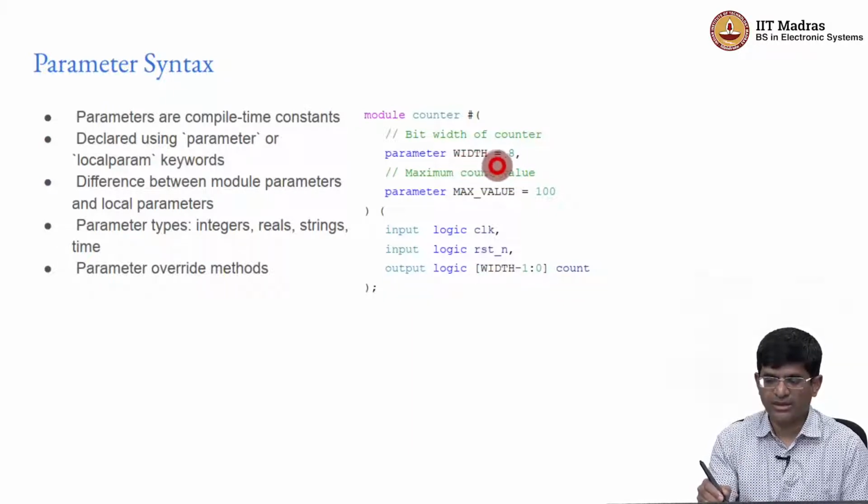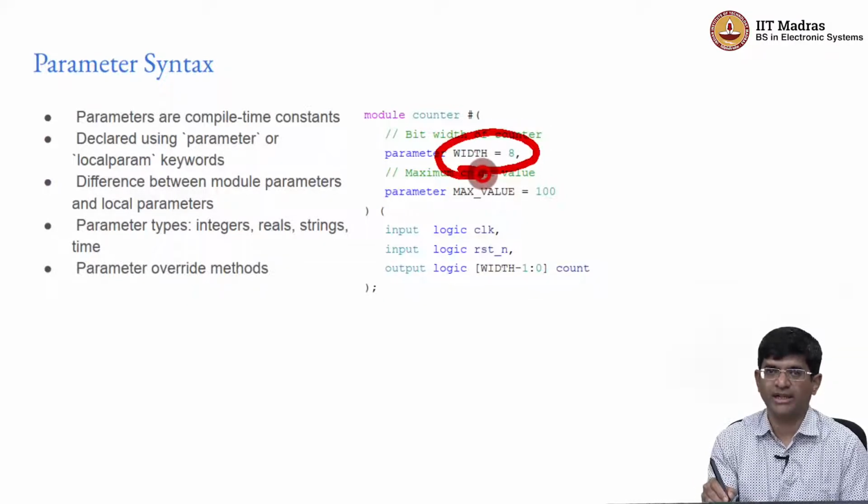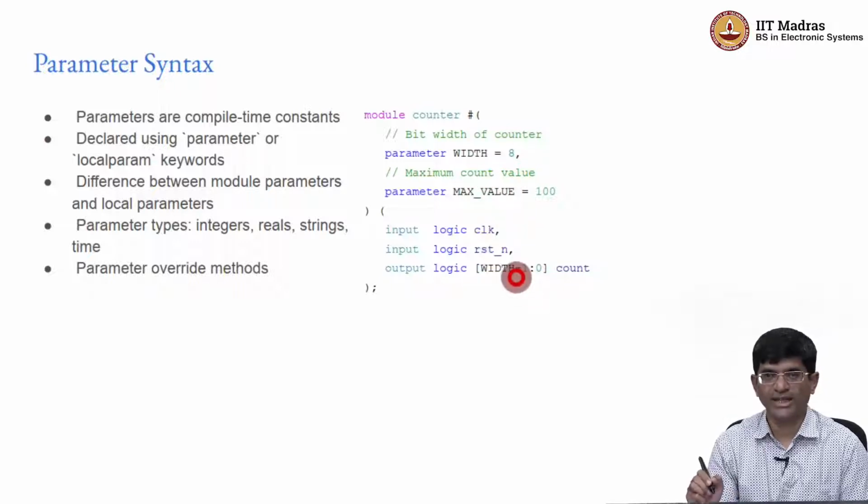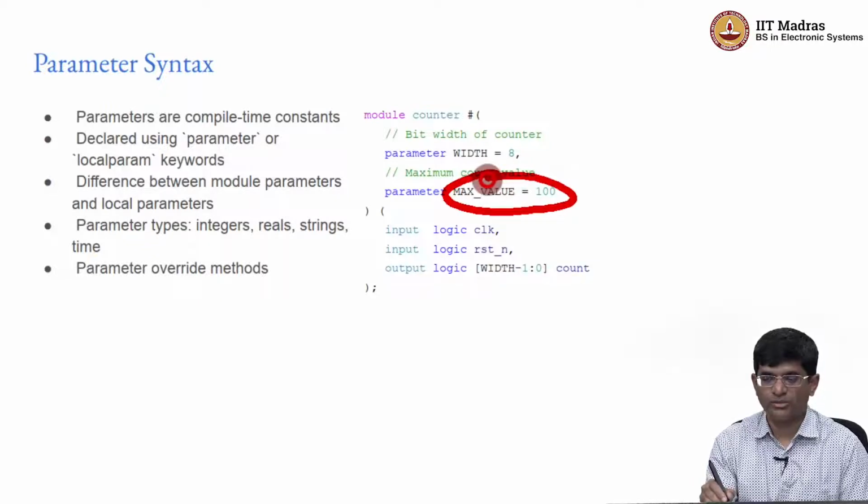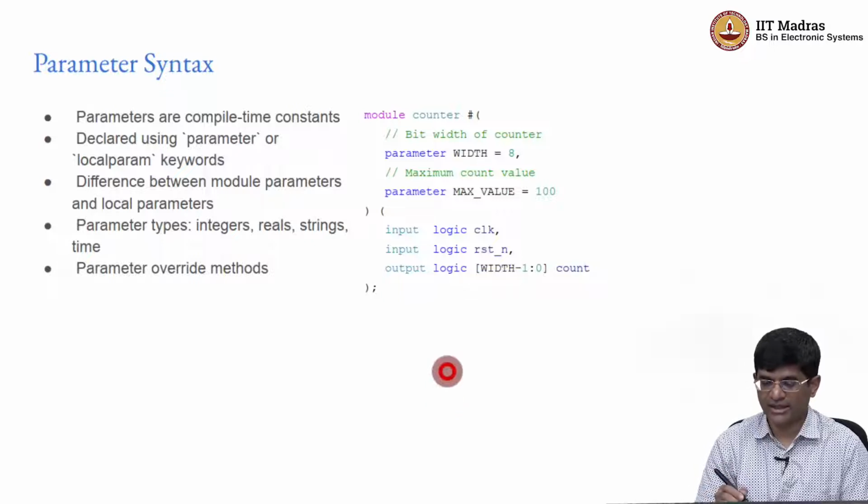The WIDTH parameter is set to 8. This is basically the default value. If I do not override it somewhere else, the width that I am going to use over here is going to be 8. And I also have another parameter called MAX_VALUE, which I am defining to be 100 out here. So, let us see where it gets used.